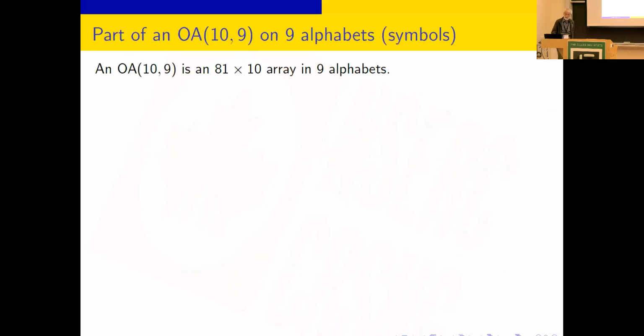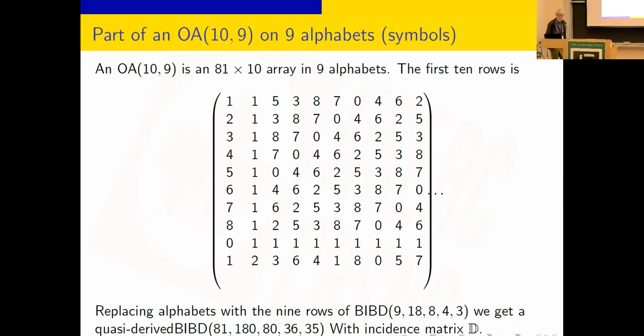And then, we talk about an orthogonal array of (10, 9). This is an 81 by 10 array in 9 symbols or 9 alphabets. Let me just show you part of it. This is the first 10 lines. There are actually, as you can see, 10 symbols here, 0 to 8.